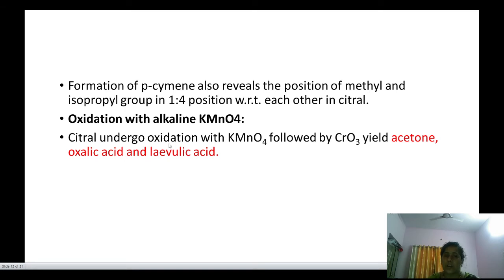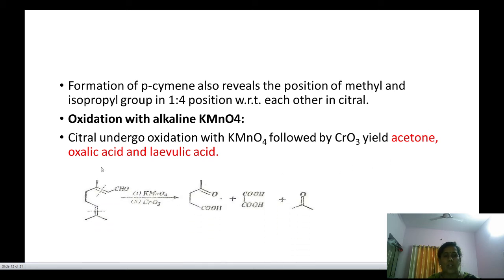Citral, when it undergoes oxidation with alkaline KMnO4 followed by CrO3, yields three specific compounds. First is acetone. Second is oxalic acid, and third is levulinic acid. This is the structure of the compound, and here oxidation with KMnO4 in presence of CrO3 forms this levulinic acid. Here it is oxalic acid, and this is acetone. I have written these reactions in a bond fashion.